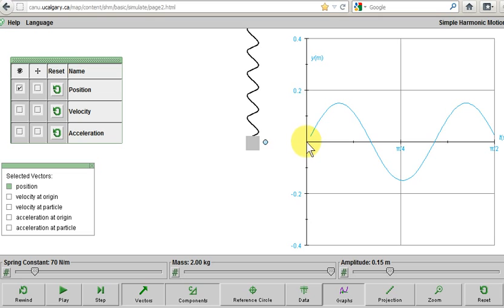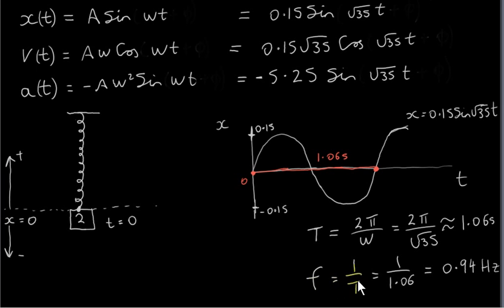So we're talking about the distance from 0 to this point here. This point here is approximately 1.06. The frequency is 1 over the period. That's 1 divided by 1.06, 0.94 Hertz. This is the number of cycles in 1 second.